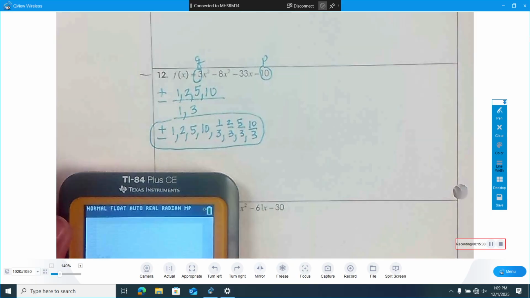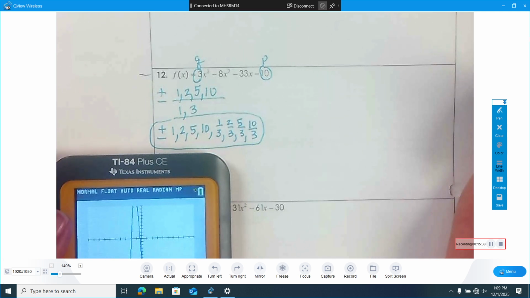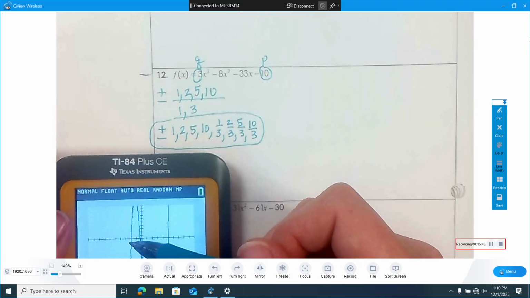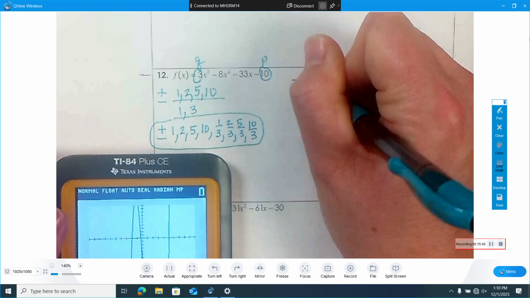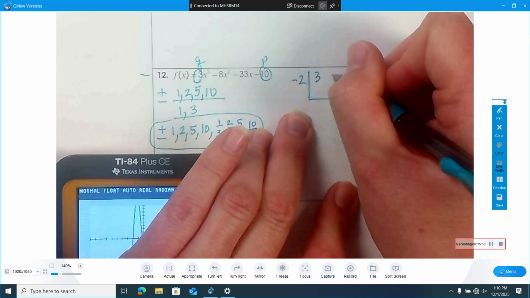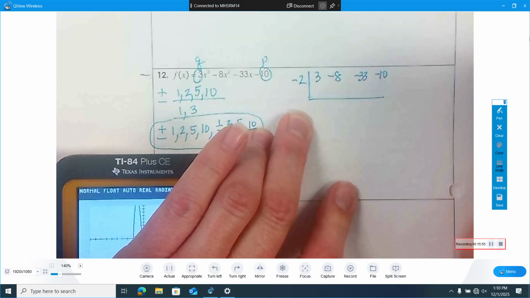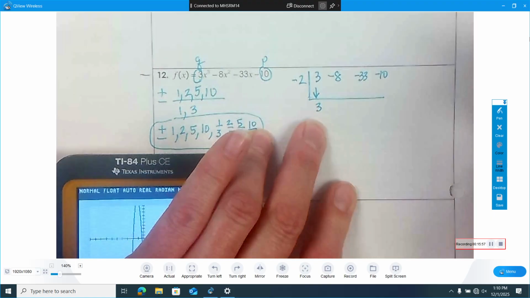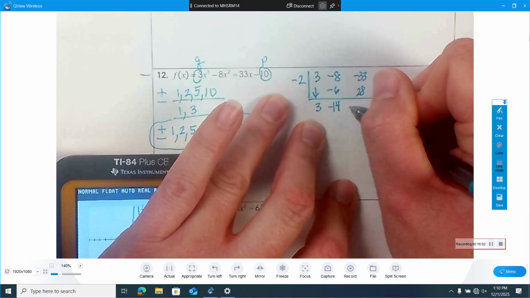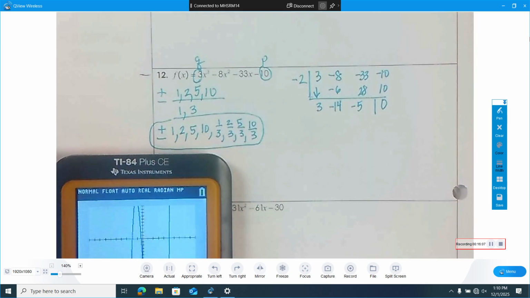Okay. All right. So when I graph this thing, all right, -2? Let's try -2. So we're going to try -2. We're hoping for a 0 at the end there. Let's see, 3x cubed, -8, -33, and -10. All right. -6, -14, 28, -5, +10. Remainder 0.